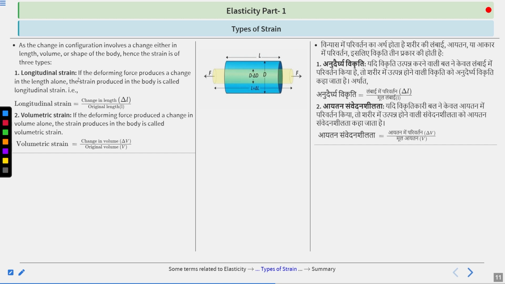Volumetric strain. If the deforming force produces a change in volume alone, with no other factor affecting it, the strain produced in the body is called the volumetric strain. Volumetric strain is equal to change in volume by original volume. Okay.